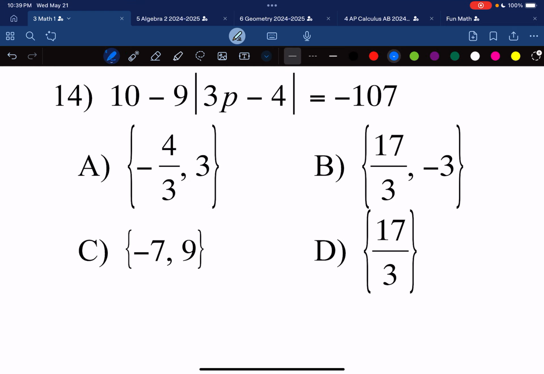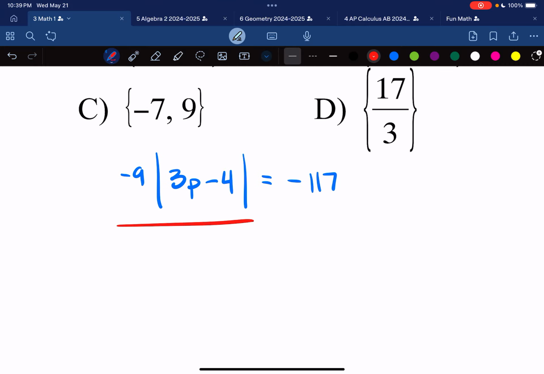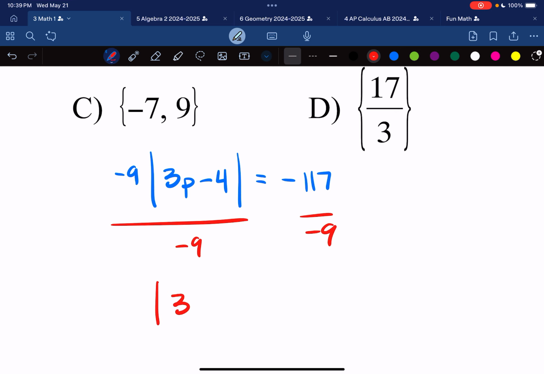Starting with PEMDAS at the bottom, subtraction and addition, I can subtract 10 on both sides. When I subtract 10 on both sides, I'm left with negative 9 times the absolute value of 3p minus 4 is equal to a negative 117. From here, I'm going to divide both sides by negative 9, and I'm going to get the absolute value of 3p minus 4 is equal to, this is going to be positive, which is a good sign because negative divided by negative is a positive, and if this was a negative, the answer would be no solutions. But it is a positive, so we can continue on.